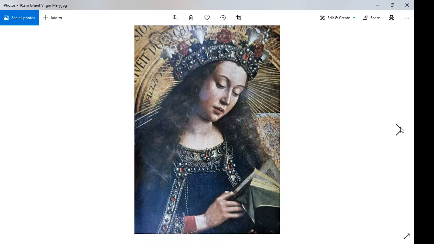Do the lilies also have anything to do with death? Because a lot of times lilies can symbolize death.